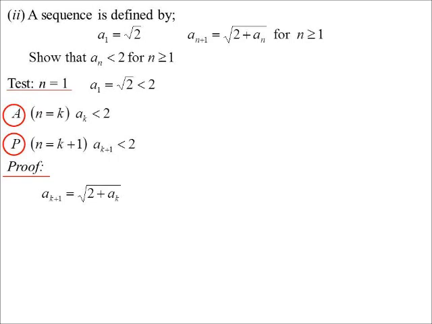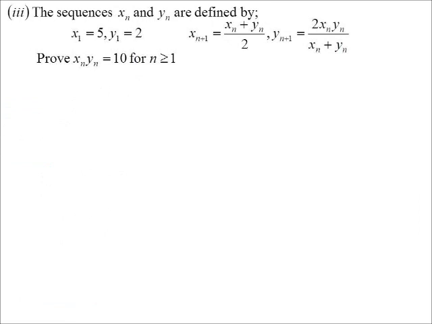So I can say a(k+1) is the square root of 2 plus a(k). My assumption is that term k is less than 2. If I sub that in, I can now say, oh, well, this has got to be less than the square root of 2 plus 2. Well, 2 plus 2 is 4. And square root of 4 is 2. So a(k+1) will be less than 2, because of the less than sign there, if you read down. So there it is. Actually comes out quite nicely.